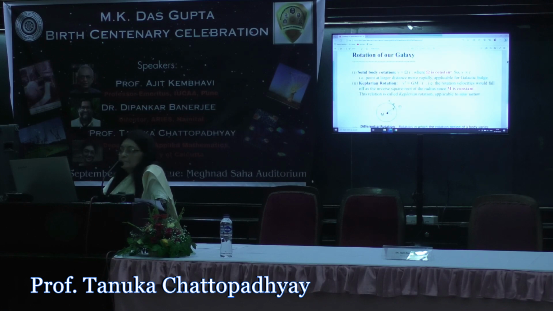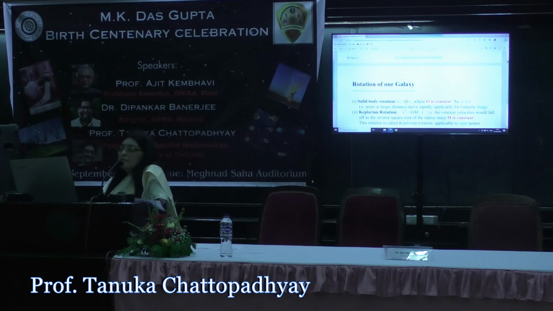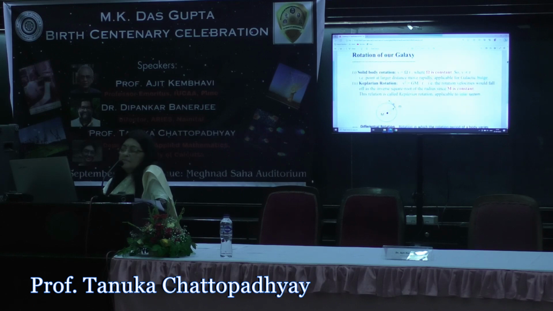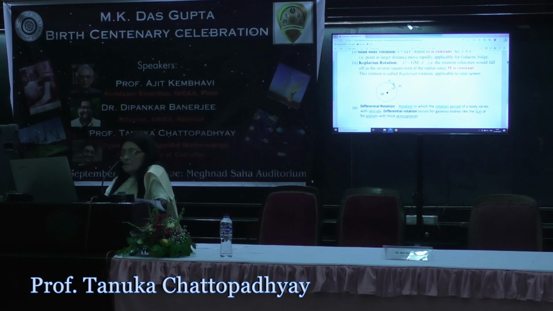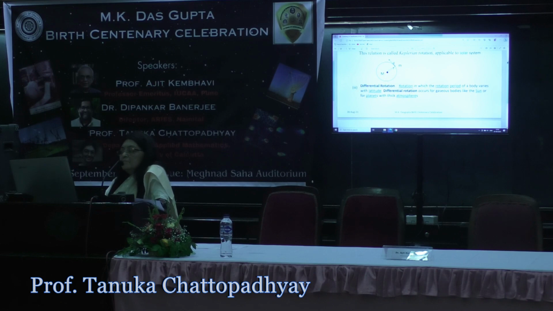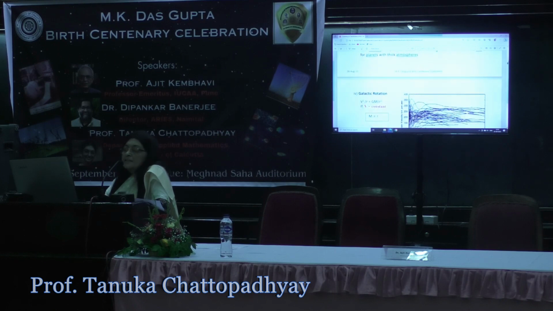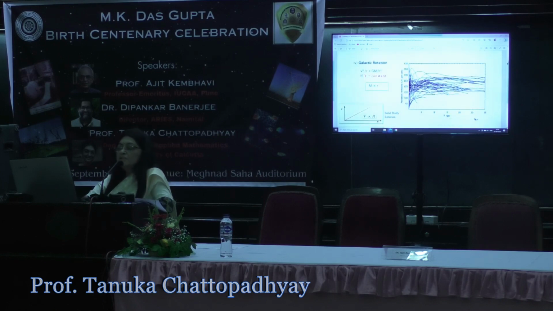Then there is rotation. We can say there are different types of rotation. For example, solid body rotation, where the angular velocity is constant, so V is proportional to R. Then there is Keplerian rotation, V squared equals GM by R, where M is constant, for example, our planetary system. Then differential rotation, where the rotation period of a body varies with latitude, and it occurs in gaseous bodies. Then galactic rotation. Here the velocity is constant.